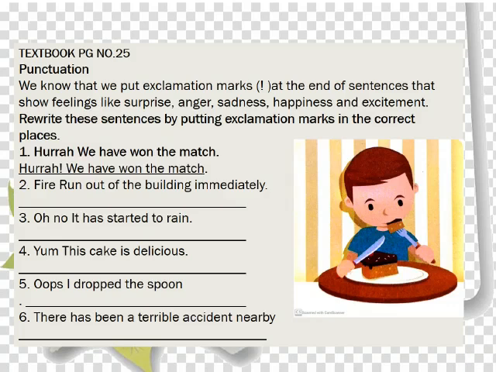Fourth question is, yum, this cake is delicious. We put the exclamation mark after the word yum. Fifth question is, oops, I dropped the spoon. We put the exclamation mark after the word oops. Sixth question is, there has been a terrible accident nearby. Here, we put the exclamation mark after the word nearby, as a complete sentence expresses an emotion.